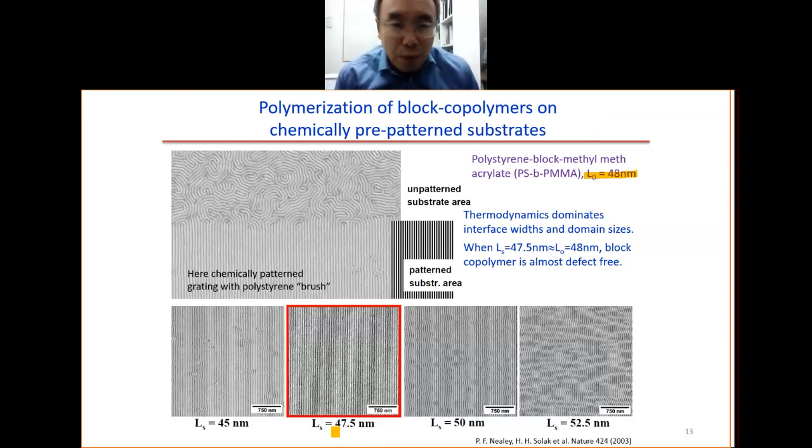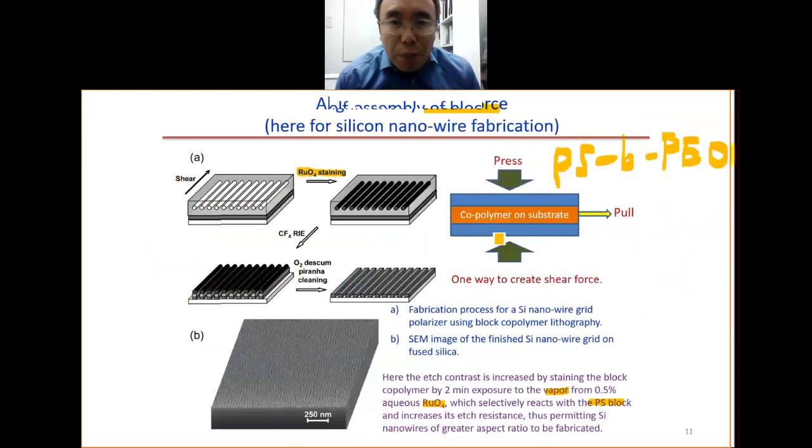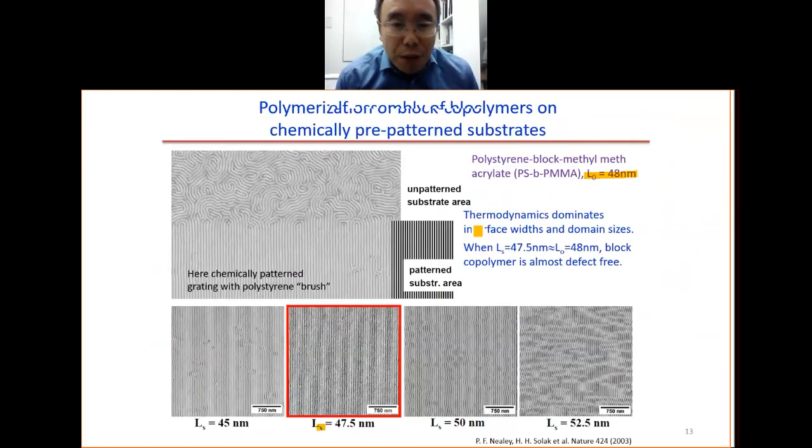So here you can see this S means a substrate. So the substrate pattern here has period of 47.5 nanometer, which is close to this 48 nanometer natural period. You see, very nice self-assembly. But this one, 52.5 nanometer, does not match 48. You get lots of defect. The same thing here, 45 nanometer, you also got lots of defect.